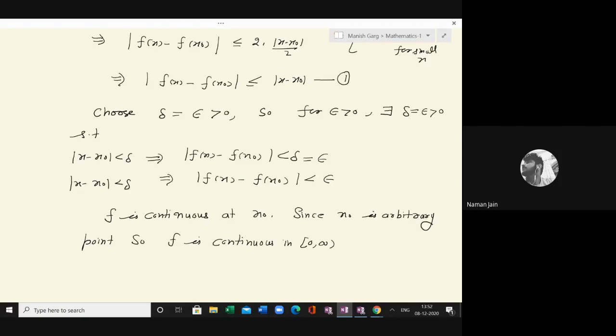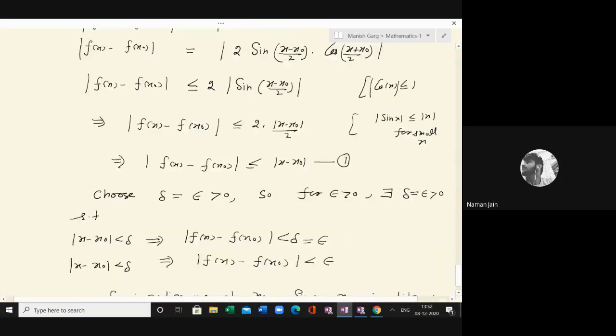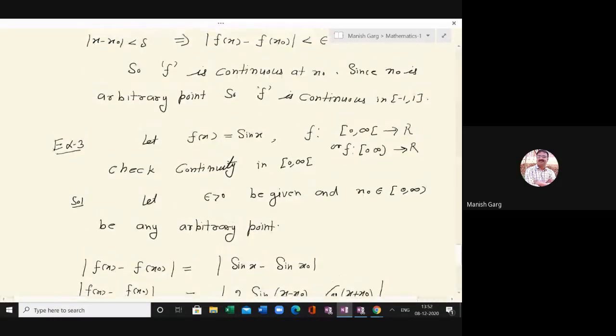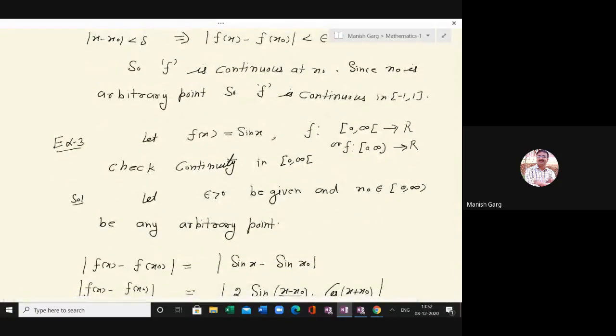Can you show one example where the function is not continuous and we confirm it by this method? In that you cannot find this. Just wait.